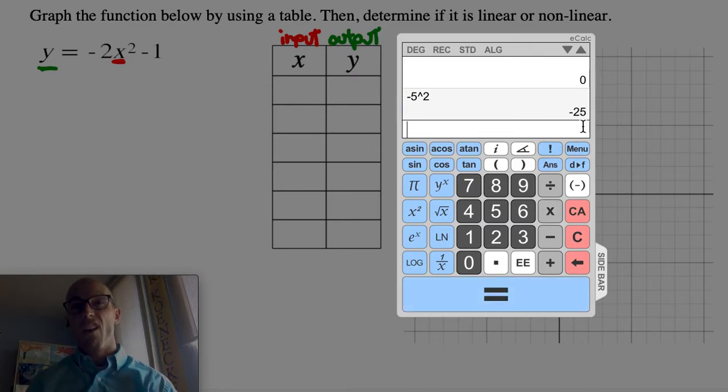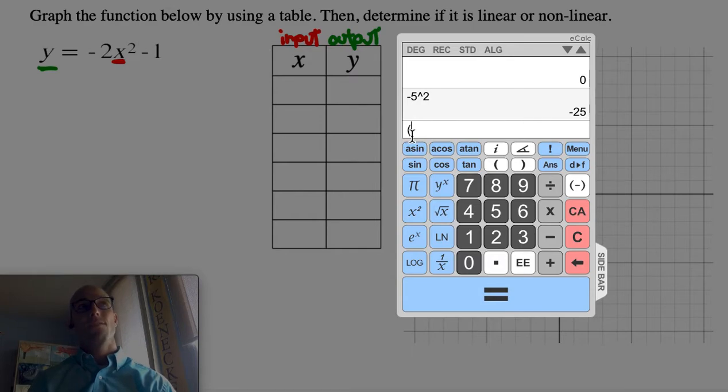Oh, this is wrong, right? It's not negative 25. And here's why. The calculator is reading this as 5 squared and then taking the opposite of that, okay? So we have to be really careful plugging these into a calculator. This is the right way to do it to avoid some error.